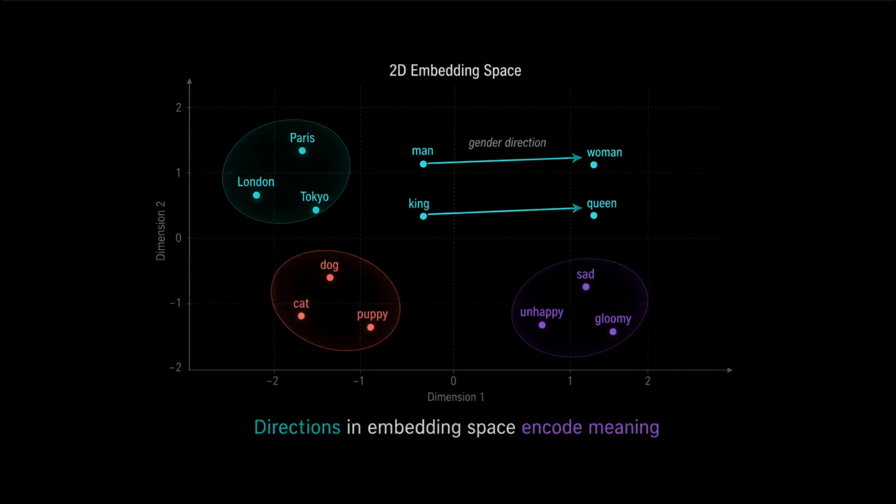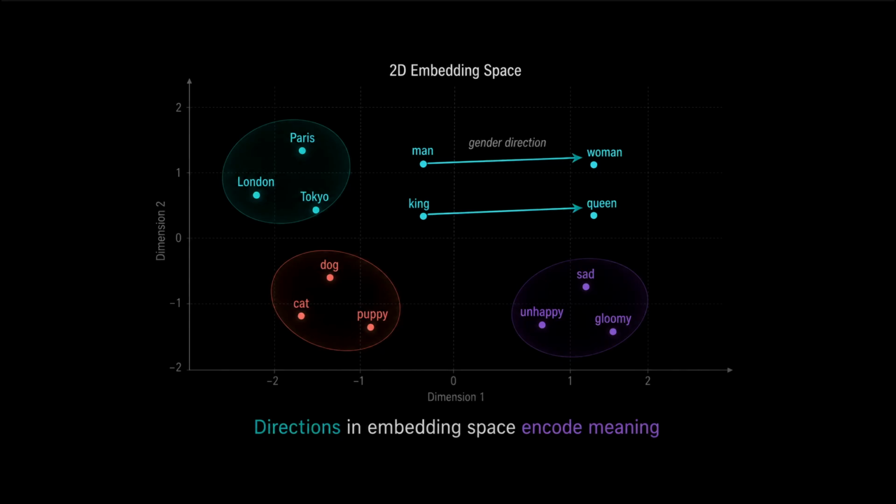But it gets even cooler than that. The directions inside this space also start to mean something. For example, the direction from man to woman is surprisingly similar to the direction from king to queen, and also similar to the direction from actor to actress. So there's this consistent gender direction embedded in the geometry of the space, and that's where this famous equation actually works. King minus man plus woman lands somewhere near queen. You can think of it like vector arithmetic. You start at king, subtract the male component of it, and then move in the female direction, and the result ends up close to queen.